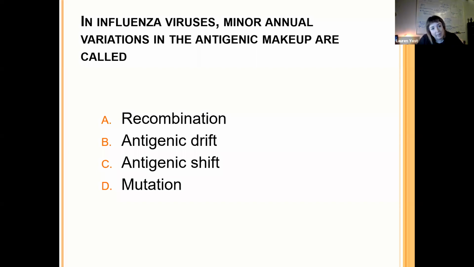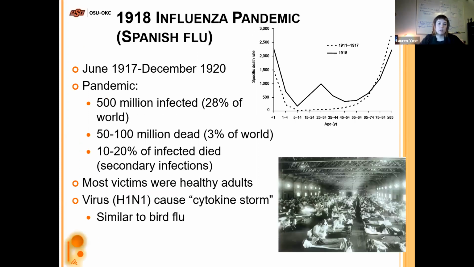In influenza viruses, minor annual variations in the antigenic makeup are called, okay, so this was either antigenic drift or shift. So this is drift. Those are the minor ones. Shift was the big step. Okay. Give you a minute to think about it.